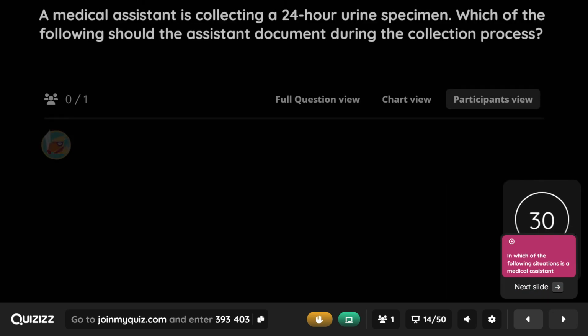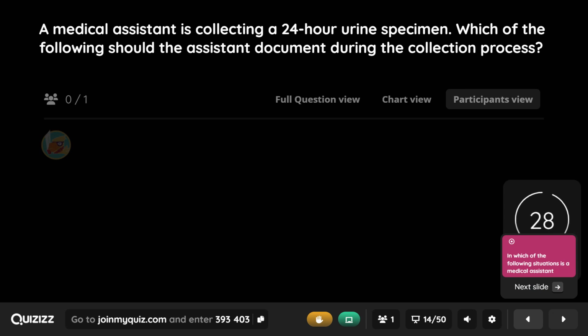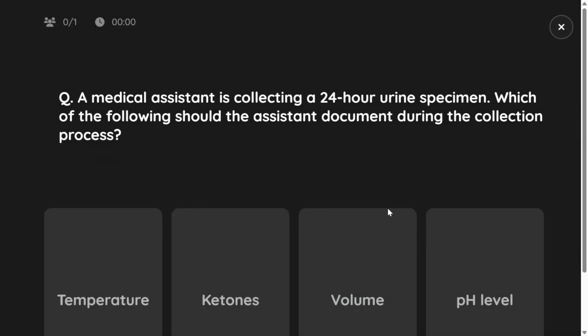Here we go. A medical assistant is collecting a 24-hour urine specimen. Which of the following should the assistant document during the collection process? Would it be the temperature of the urine, ketones in the urine, the volume of the urine, or the pH level of the urine? You're collecting a 24-hour urine specimen. Which one of these should you document during the collection process? 5 more seconds to think it through.